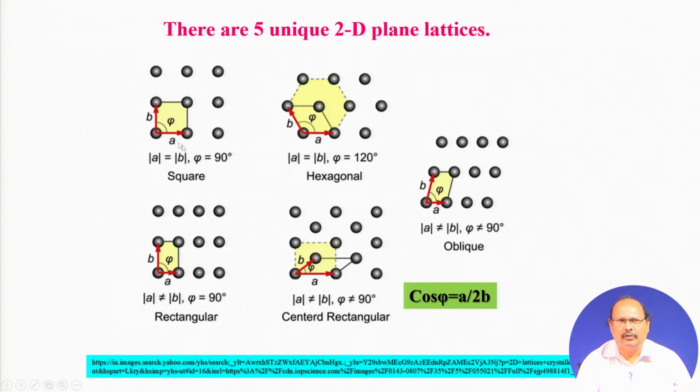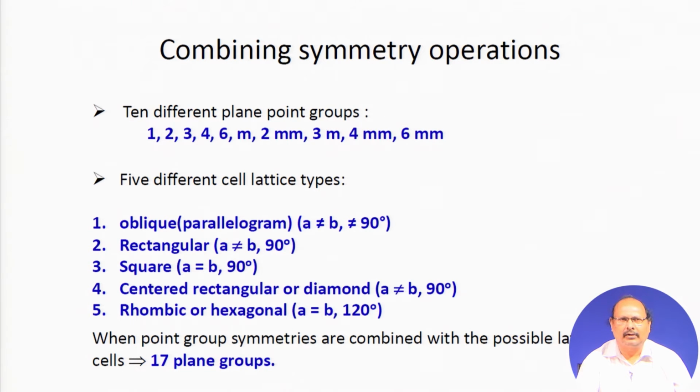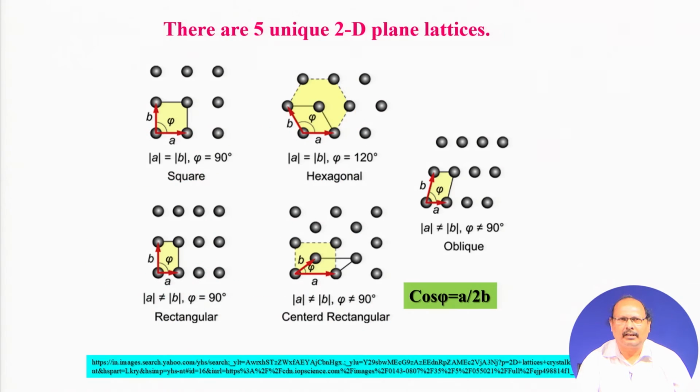This is the one which we call the square lattice. This is the unit cell of a square lattice, where A is equal to B and the angle between A and B is 90 degrees. Here, if this is the hexagon, this is one-third part of that, this particular domain. This we have studied as the rhombic or hexagonal plane lattice, where A is equal to B, and this angle is 120 degrees here.